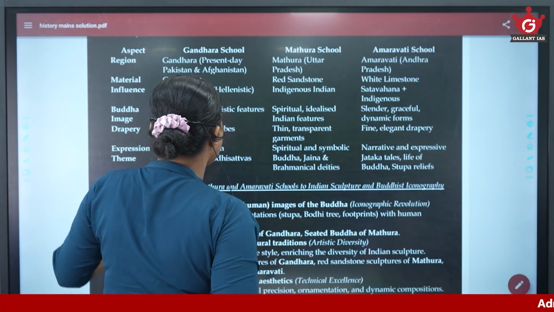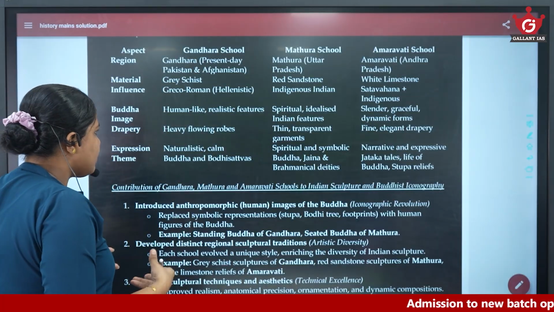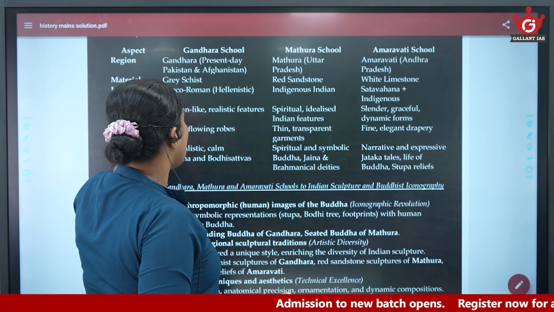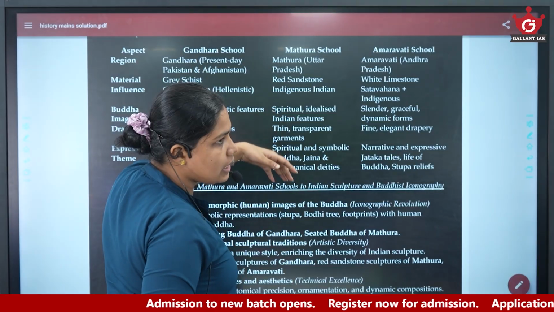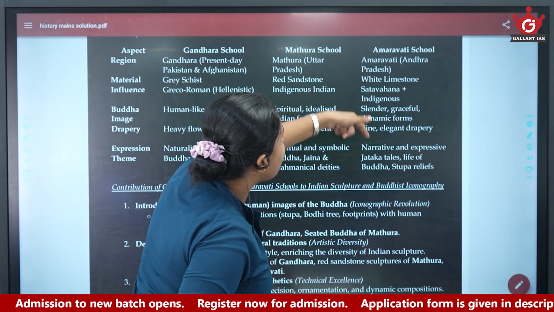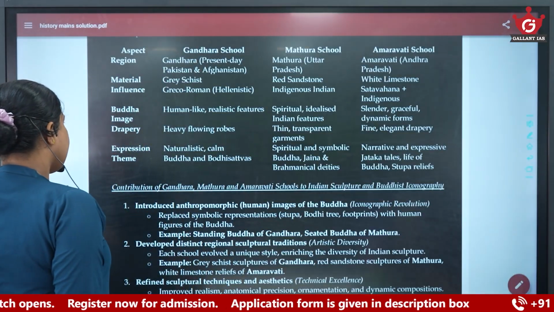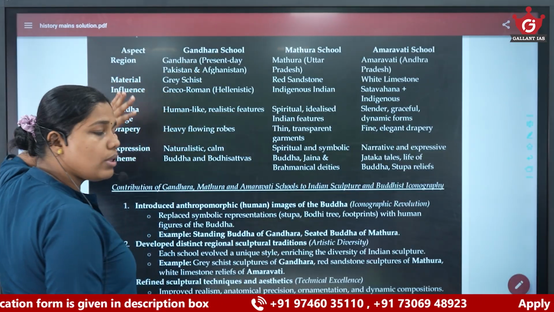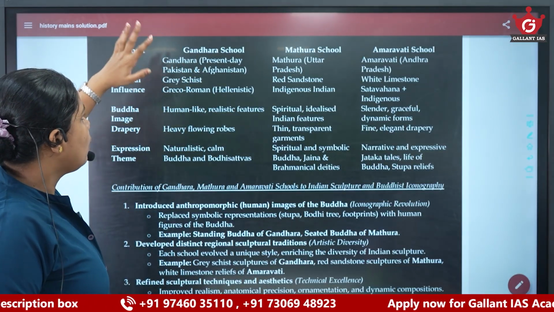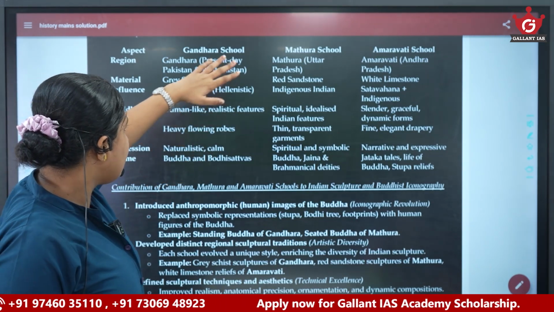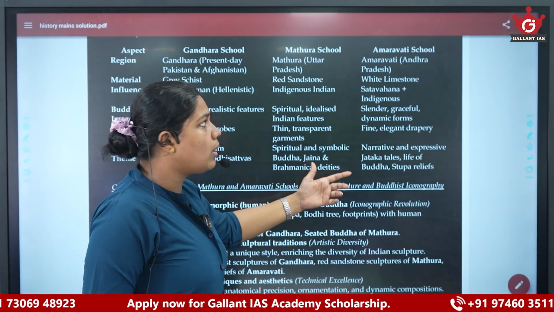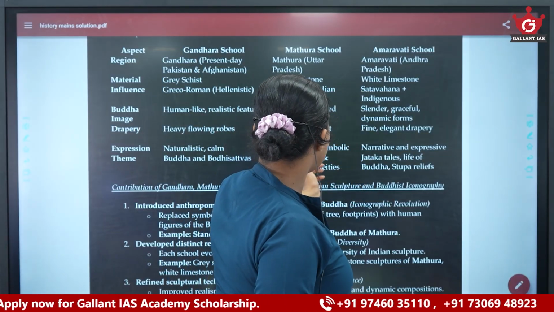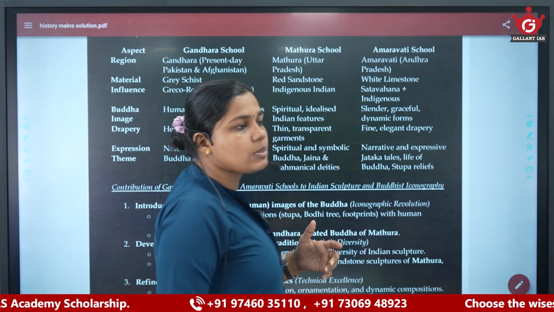Regarding the drapery, how it was draped, Gandhara had heavy flowing robes. Mathura had thin and transparent garments. Amaravati had fine and elegant drapery. Now you can talk about the expression. In Gandhara, it was naturalistic and calm expressions. Regarding Mathura, it was spiritual and symbolic. And Amaravati had more narrative and expressive figures.